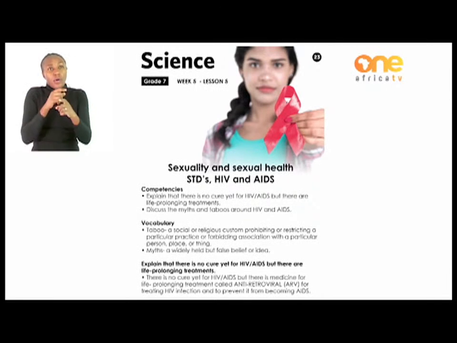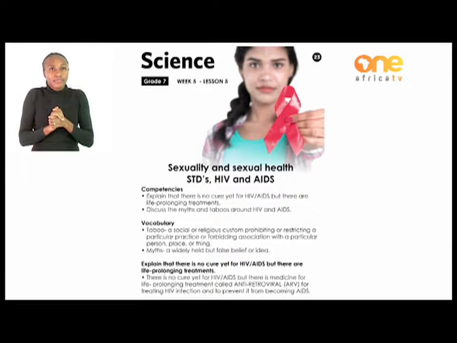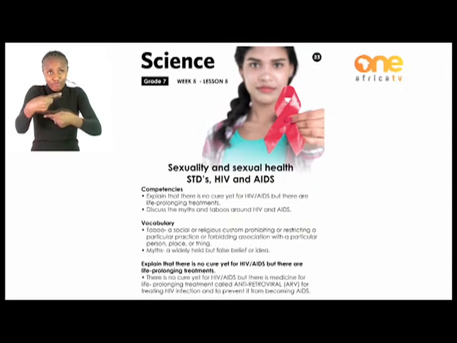Explain that there is no cure yet for HIV, but there are life-prolonging treatments. There is no cure yet for HIV, but there is medicine for life-prolonging treatment called antiretroviral, or simply known as ARVs, for treating HIV infections and to prevent it from becoming AIDS.